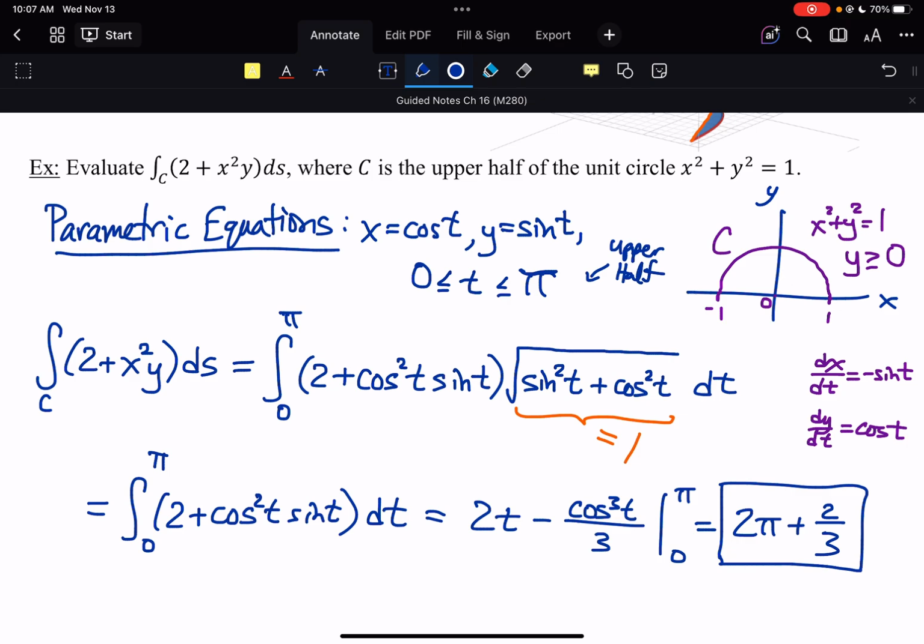So we have a surface 2 plus x squared y that we are finding the area beneath, but only the area that lies above this half circle here. Okay, and that area is 2 pi plus 2/3.